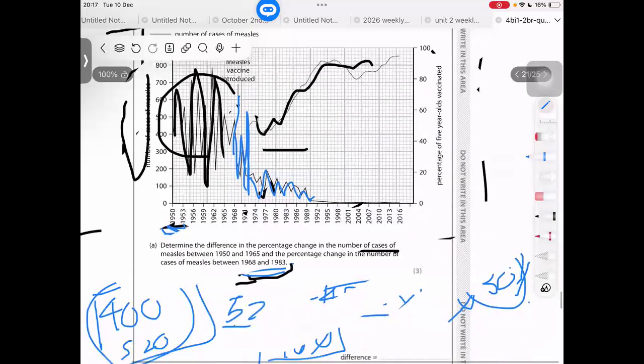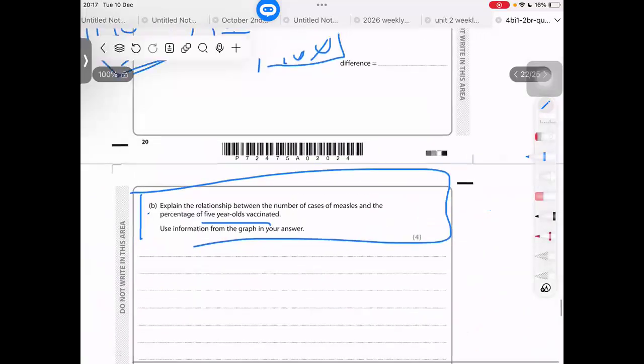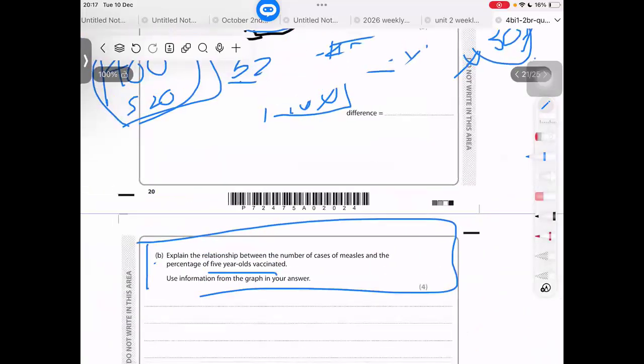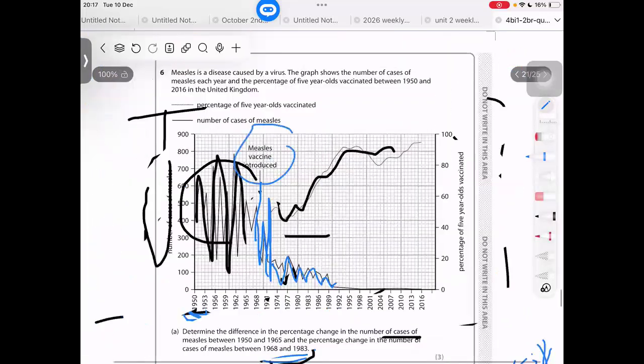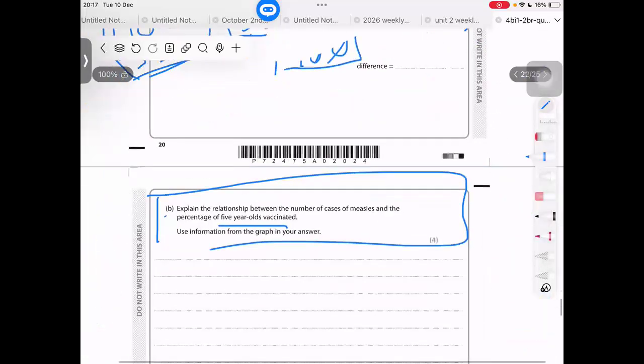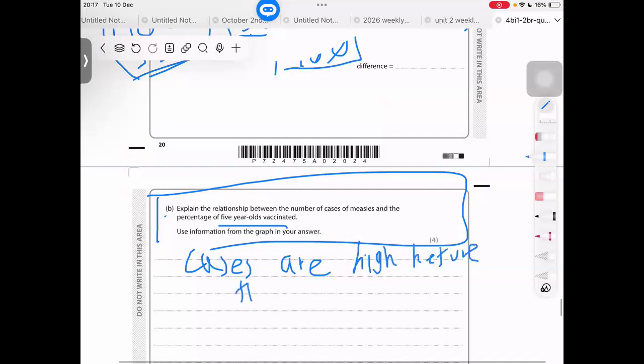You have to mention that the cases are high. First of all, you can mention that the cases were high before the vaccine was introduced. So mention that: cases are high before the vaccine was introduced.